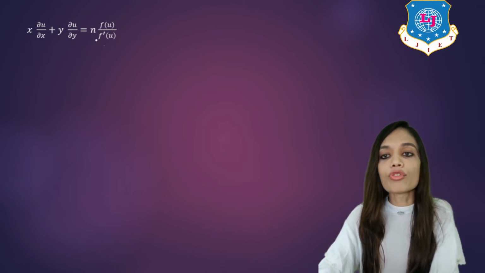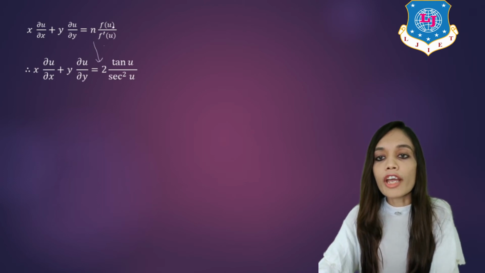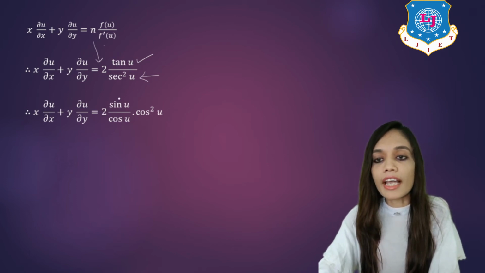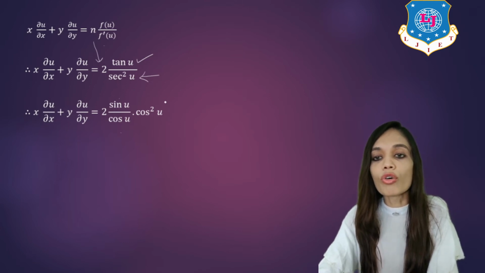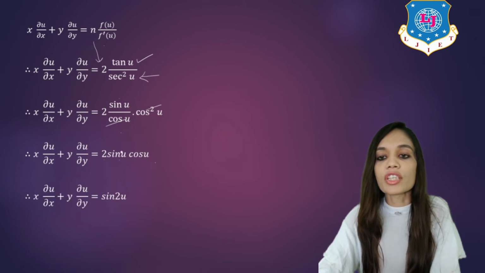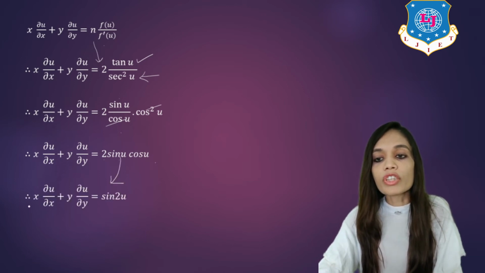Just replace all the values: n is 2, f of u was tan u, and the derivative of tan u will be sec square of u. Now convert this into sine and cos. So on converting you will get tan u replaced by sine u upon cos u, and sec square u is 1 upon cos square u. So it will go in the numerator. One cos u will get cancelled out and you will get 2 sine u cos u, and we know the formula of this, that is sine 2u.